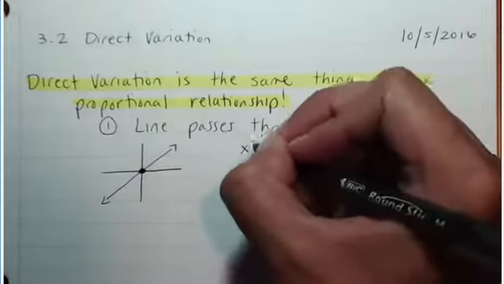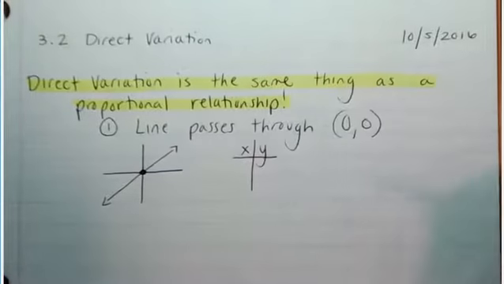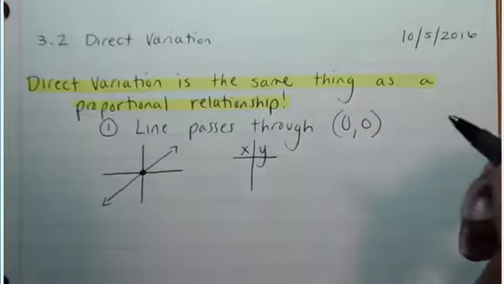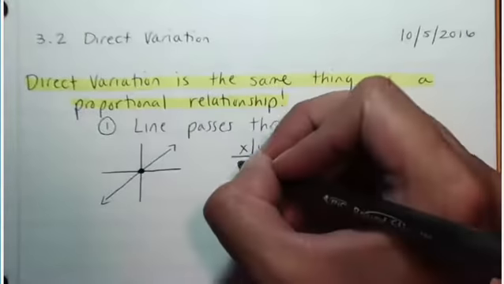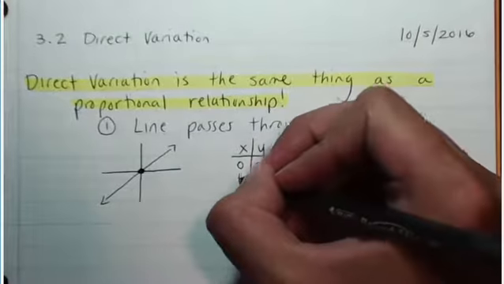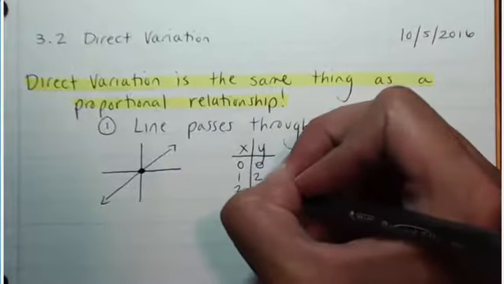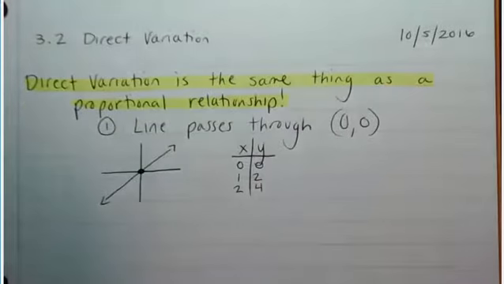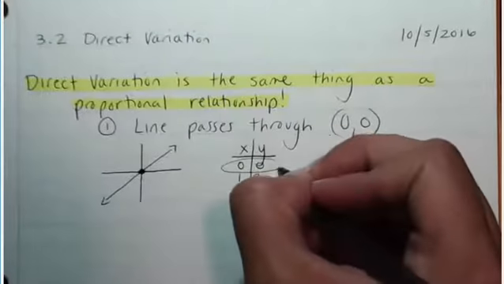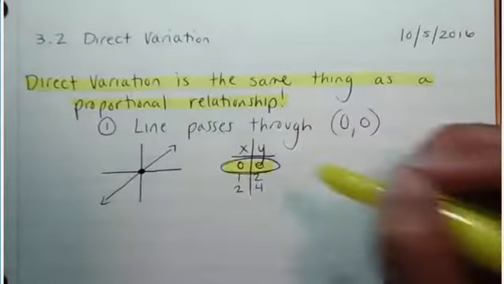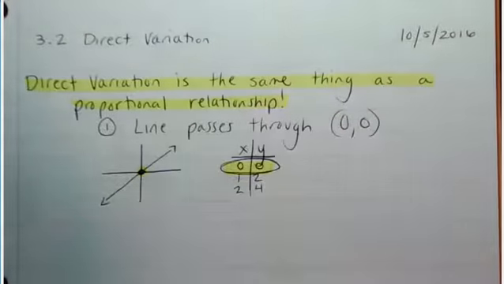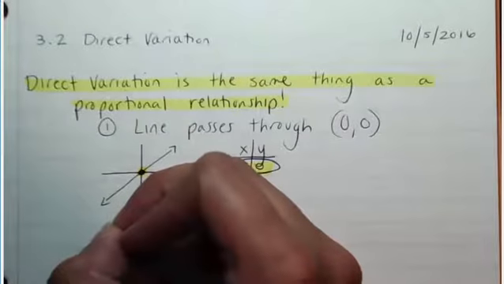If I was looking at an XY table, what point would I see on the XY table? I'd have to see 0, 0. So 0, 0, 1, 2, 2, 4. Okay, that would be considered proportional. Okay, because it has that point 0, 0. I'm going to go ahead and highlight that. So it has to have that point. That's the first way it could be proportional or a direct variation.